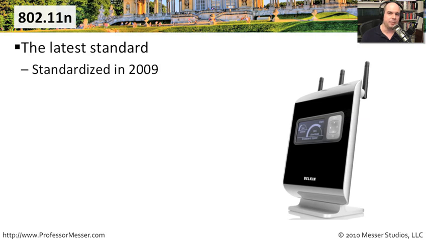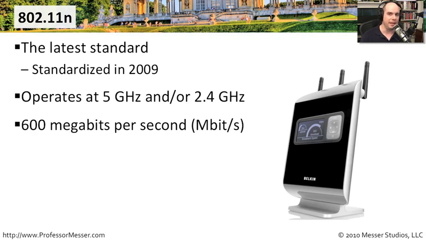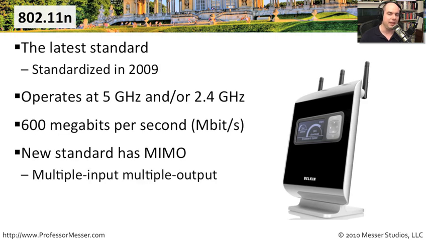The latest standard from IEEE is the 802.11n networking type. It was standardized in 2009. It has the luxury of working at 5 gigahertz, 2.4 gigahertz, or both at the same time. So a lot of flexibility there. It also has extremely high throughput, 600 megabits per second in the best possible configuration. That's a lot of throughput for a wireless network, so you can start to see why 802.11n has become a lot more popular these days. This uses a technology called MIMO, which is multiple input, multiple output, has multiple antennas on it so that it can do that type of technology.